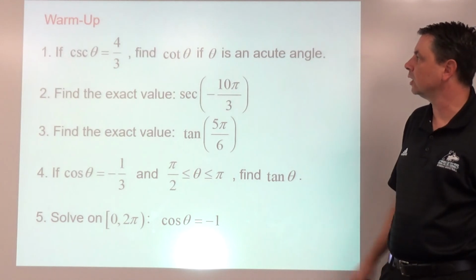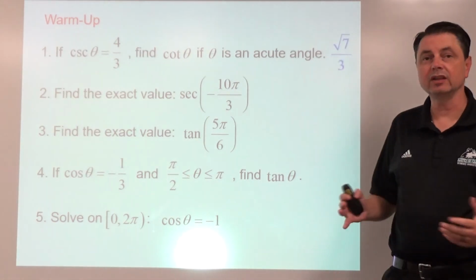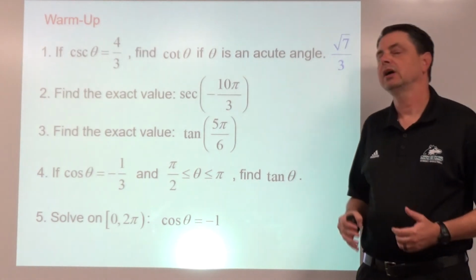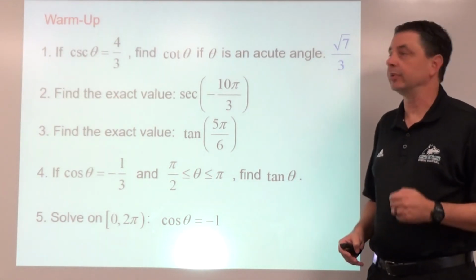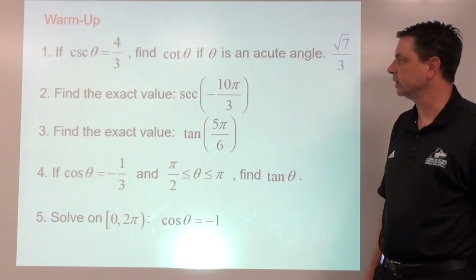All right, number 1, looking for cotangent. You can do it either by sketching it out or you could use a Pythagorean identity. But we do get the square root of 7 over 3.